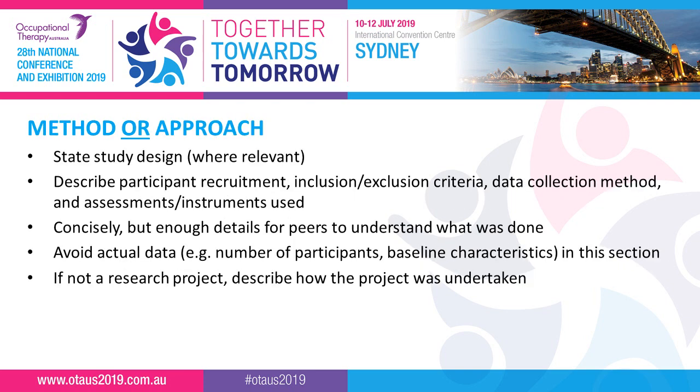So next is your method or your approach. In this section, people need to really understand what it is that you did in your study, or the approach that you took to the particular project that you're describing in the paper. If it's a research study, you should absolutely state the study design. It should describe the process of participant recruitment, inclusion and exclusion criteria, the ways that data were collected, and the assessments or instruments that were used.